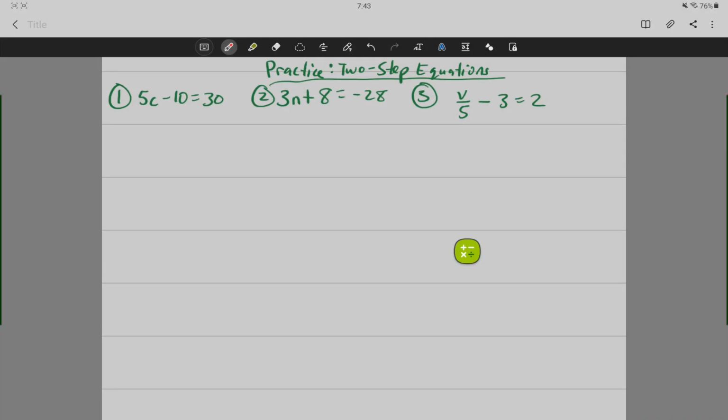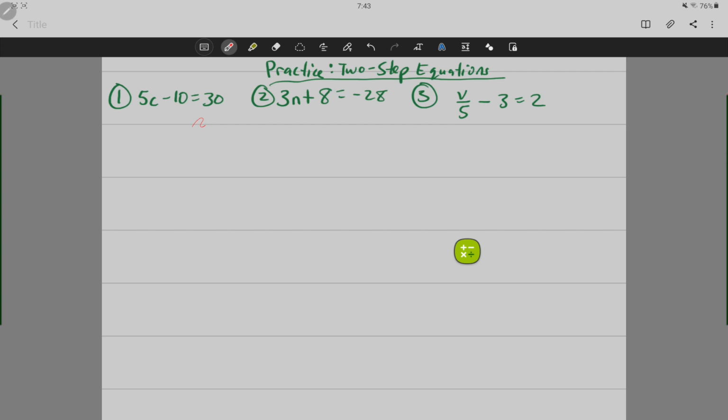All right, here we go. Practice two-step equations. Let's get into it. Here's number one. 5c minus 10 equals 30. So we've covered one-step equations already. This time we have to perform one more operation, which is okay, but it's the same concept.